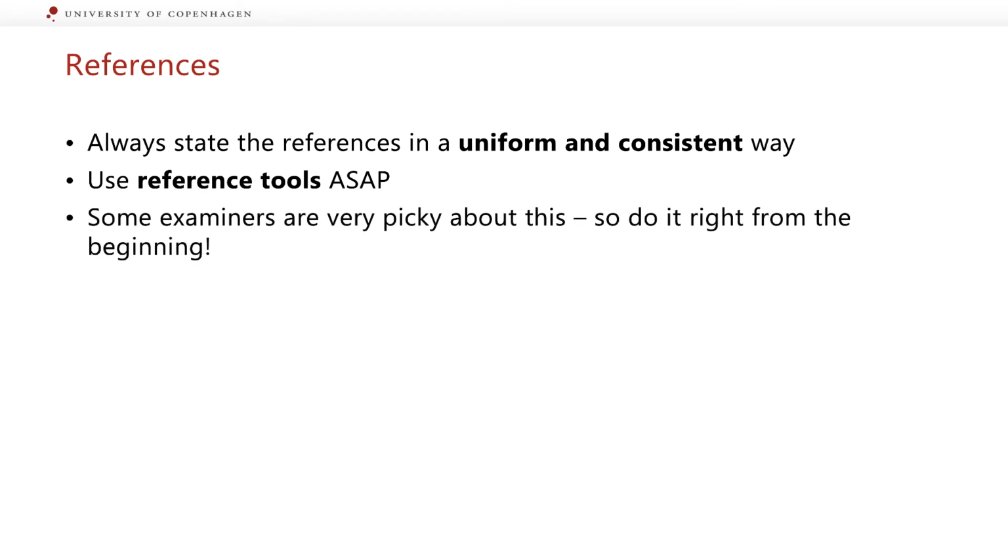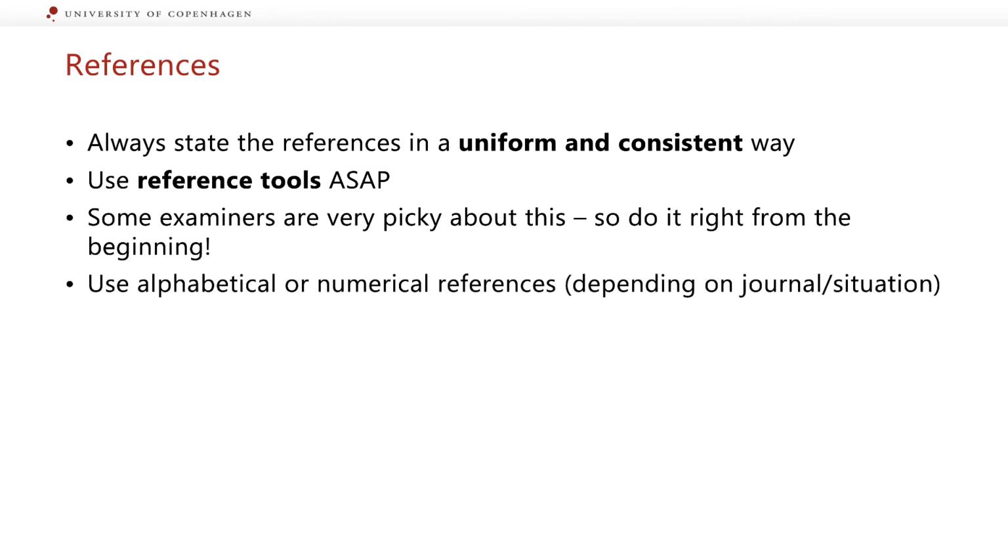Now, some examiners are very picky about this. They really would like to have these references presented uniformly and consistently. So do it right from the beginning, and you might as well learn this. You can either use alphabetical or numerical references. That depends mostly on the journal, but also the situation, and either way is right. Normally, we present them numerically, so that they are presented in the order that they appear in the text. But alphabetically, that's also okay.